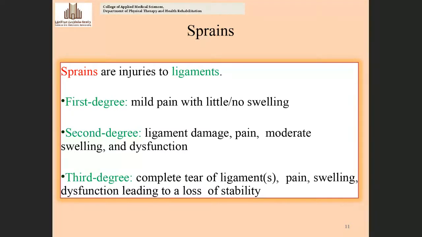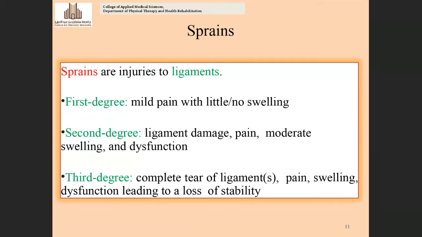And the next one, which I think you might know, is sprains. This is a normal terminology that we commonly use in our physical therapy department. We can come across such a problem in day-to-day life. Sprains are injuries to the ligaments. If there is an injury to the ligament, you can say it is a sprain. In the first degree, there is mild pain with no swelling. When you touch that particular area, you have slight pain, but there is no swelling.